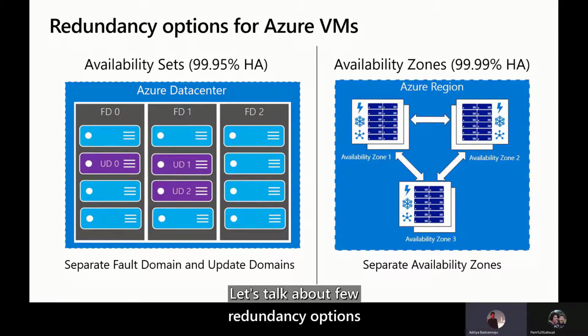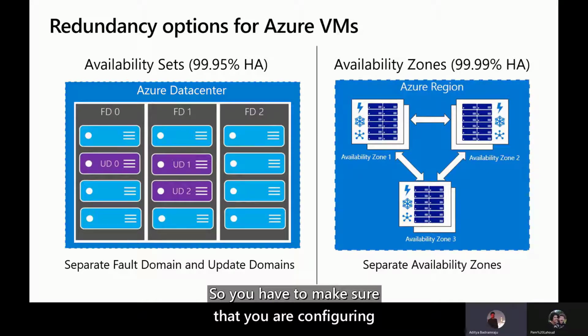Okay, so let's talk about a few redundancy options that we have for Azure virtual machines. There are availability sets and availability zones. I will tell you why I am talking about this very quickly. An availability set has fault domains and update domains in the same Azure data center in the Azure region, and availability zones are configured in the same region. You have different data centers, and you call each data center an availability zone.